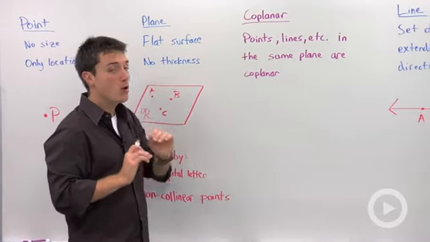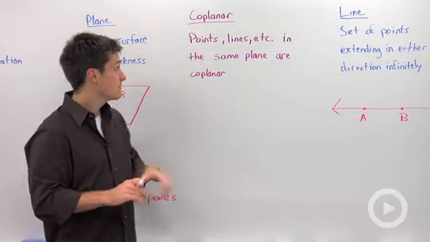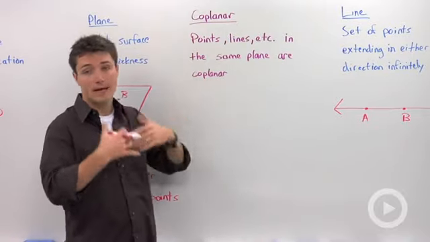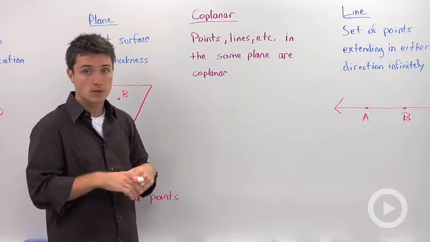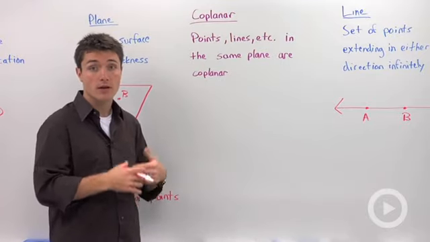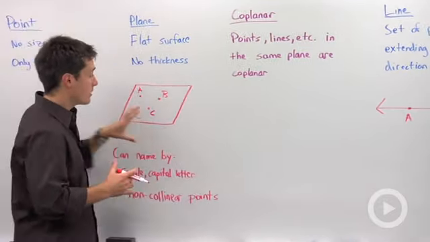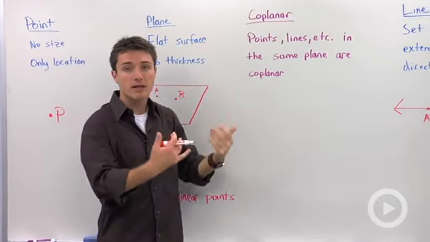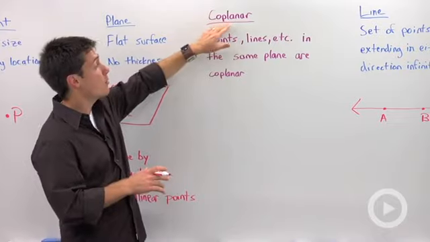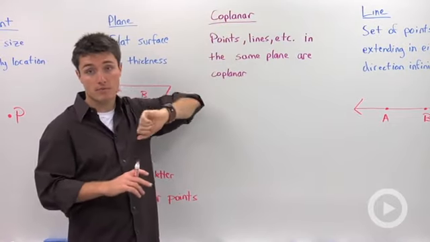The definition of coplanar, and we actually can define this, is points, lines, or anything, segments, polygons, in the same plane. So two things are coplanar if they are, just like we had in the picture here, in the same plane. So co, you can think of it as a word for sharing. So you can think of coplanar as sharing the same plane.